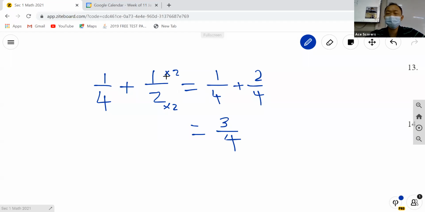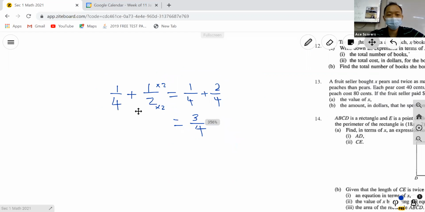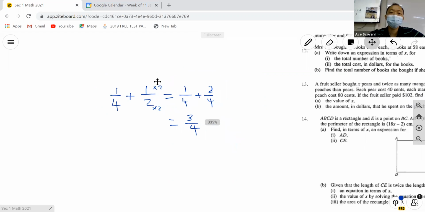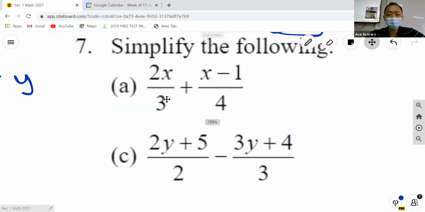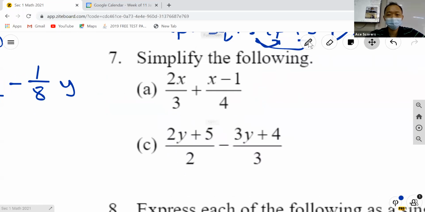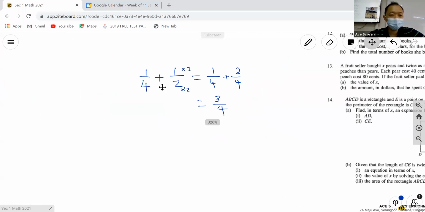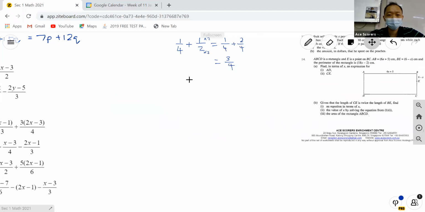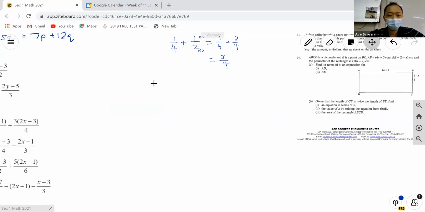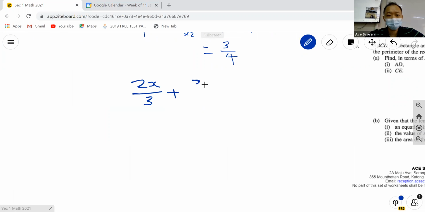Now it's the same for subtraction. Now what happens when we have algebraic stuff like this? 2x over 3 plus x minus 1 over 4. So I'm going to write it here. Okay, what is it again? 2x over 3 plus x minus 1 over 4.